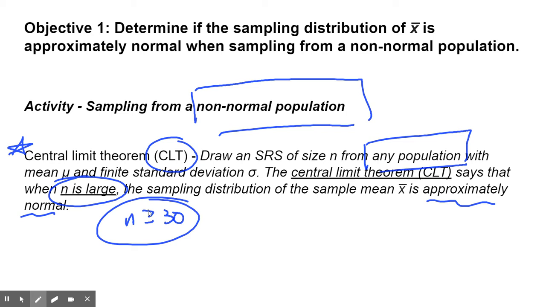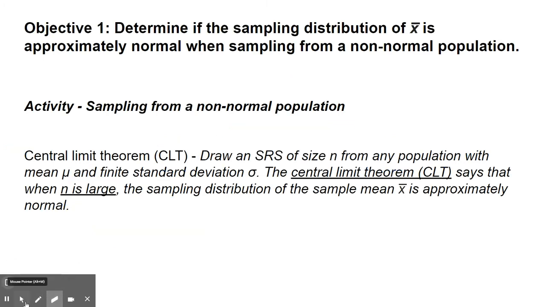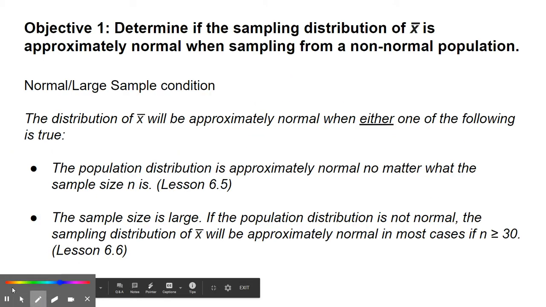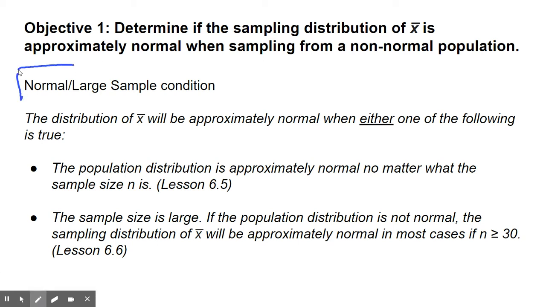So if the population is non-normal, could be skewed, and your n is less than 30, you cannot do this problem using a normal distribution. But as long as n is at least 30, you can do that. This talks about our condition for a mean, called the normal large sample condition. Remember, for proportions we have the large counts condition. For means, you have the normal large sample condition.